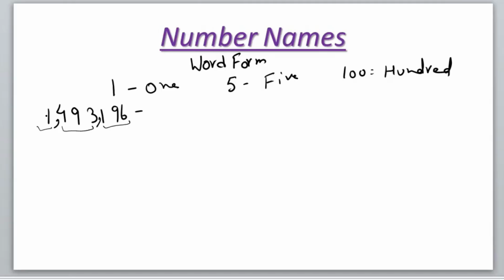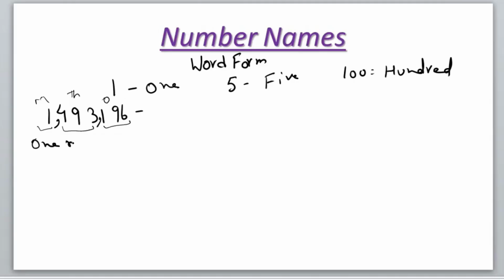Now you can say 1 million, because 1 is in the ones place of the millions period. Then 1,493,000, because it is in the thousands period. Okay, and this is in the ones period. So 1,493,196. Now write it down in word form.